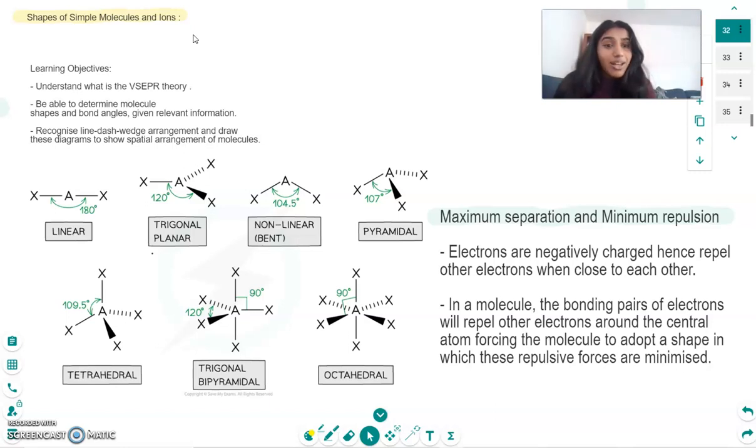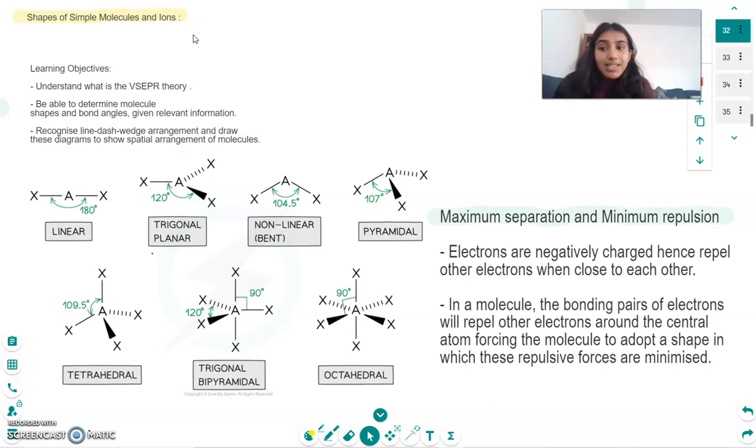Okay, so I'm going to go through our learning objectives first and quickly run through them. Our first one is to understand what is the VSEPR theory. This stands for valence shell electron pair repulsion theory. You don't necessarily need to know what it stands for, but you need to know that that's what we're using to name all of our shapes of different molecules and determine their bond angles, okay?